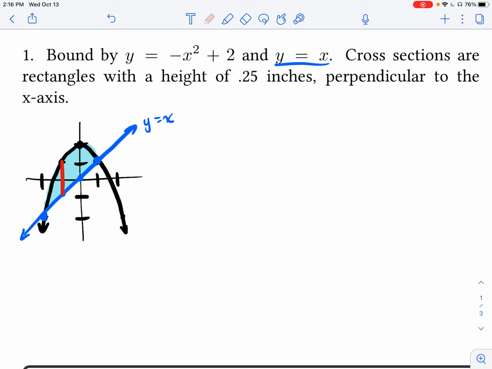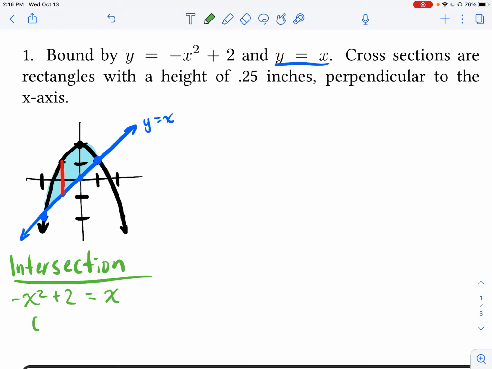Now, before we worry about the cross sections, let's first establish where our intersection points are. Where are our functions intersecting with one another? Well, we know that we can set our functions equal to each other to find the x values such that both functions produce the same y. So we're just going to set these equal to each other. So we've got x squared plus x minus 2. That's x plus 2, x minus 1. X is equal to negative 2 and positive 1.